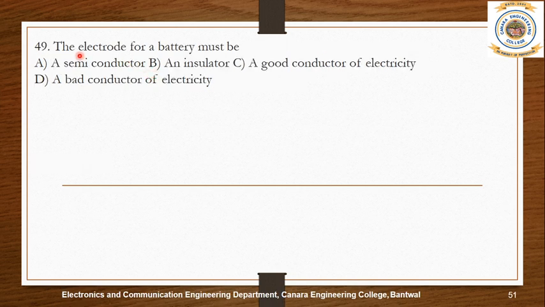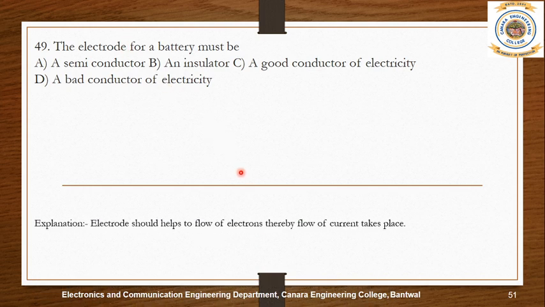Next. The electrode for a battery must be a semiconductor, an insulator, a good conductor of electricity, a bad conductor of electricity. Electrode is used for flow of current, flow of electrons. So for the flow of current, it should be a good conductor of electricity. That is option C is the right answer.